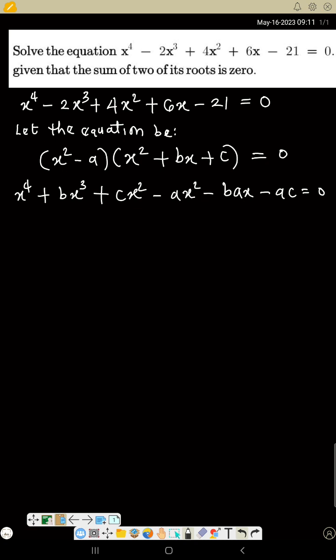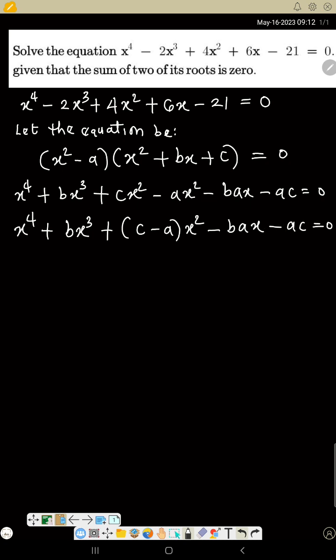So bring the same powers together. So s raised to power 4 plus bs raised to power 3 plus c minus a times s squared, that is s squared is common here, so minus bas minus ac equals 0.